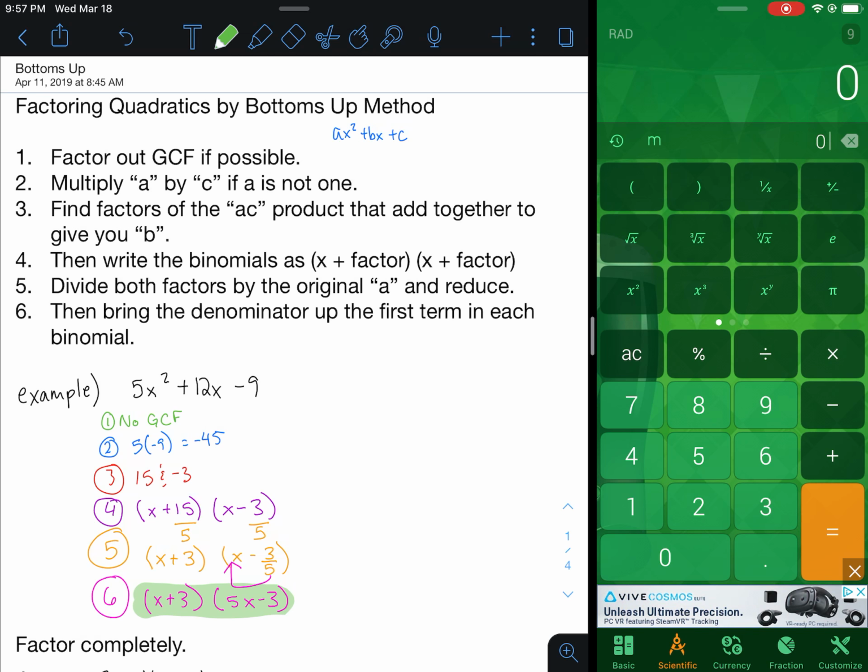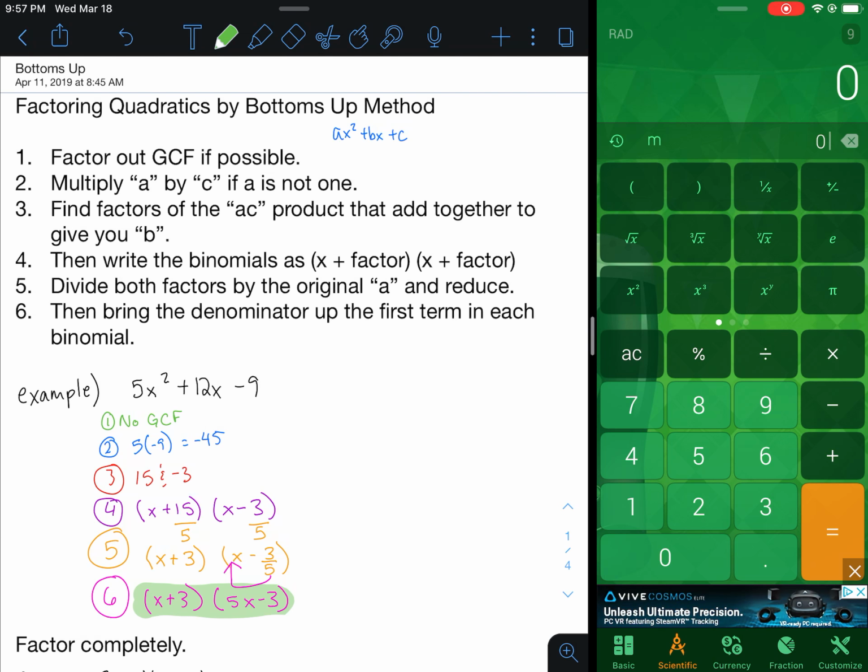So once you do that, you're going to do, again, just like the grouping, you're going to multiply a by c. Then you're going to find factors of a and c that add up to b. But instead of writing them as groups, you are actually going to just simply write them as they are. So if you look at the example below, that would be 15 and -3. So I just write x plus 15, x minus 3. Then I divide by my original a, which in this case is 5, and then I reduce it. So 15 divided by 5 is 3, and -3 divided by 5 is just -3/5.